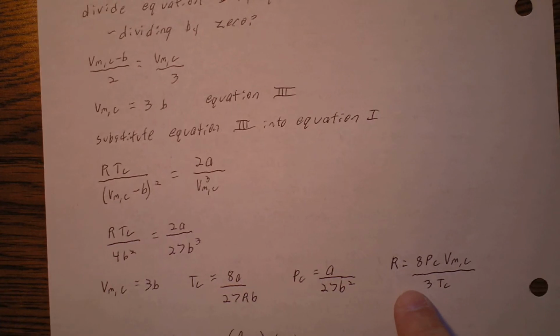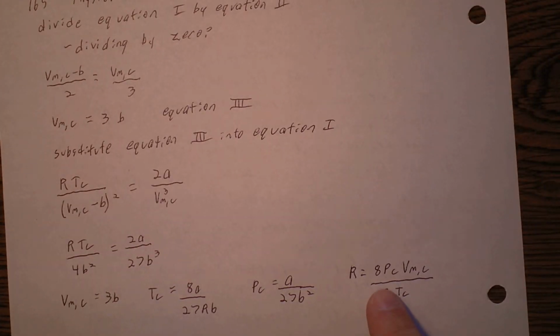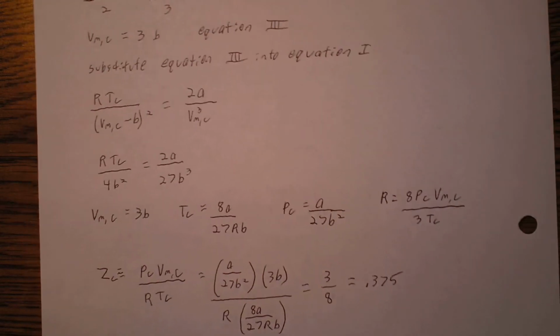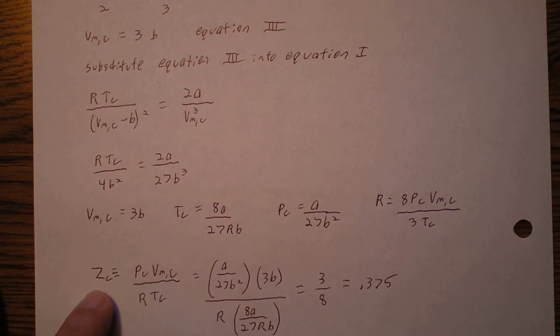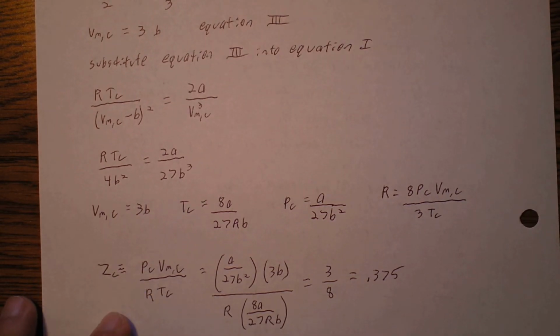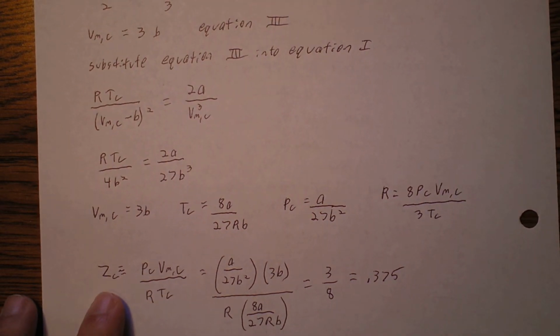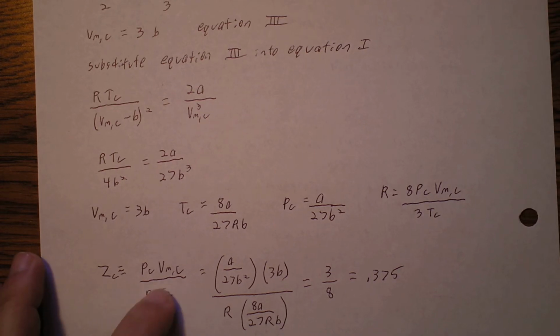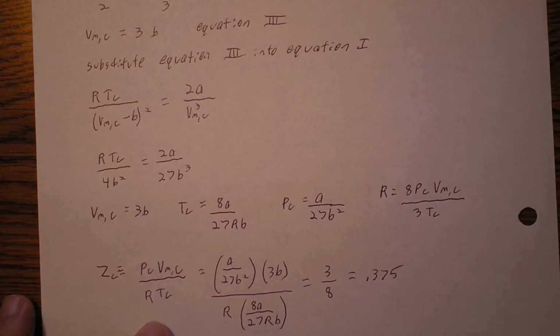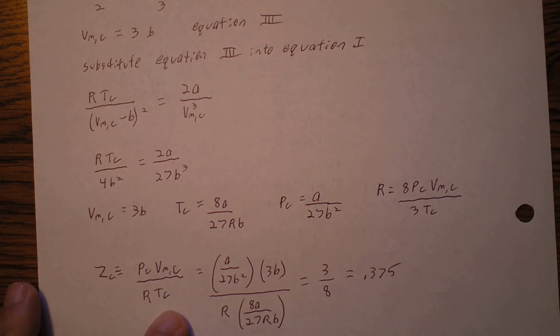Or what's interesting, we can even solve for R and say, okay, R is equal to 8 times the pressure at the critical point times the molar volume at the critical point divided by 3 times the temperature at the critical point. Now Z, remember the compressibility factor, the three-line equal sign means defined as, or always equal to. So we're going to say the compressibility at the critical point is equal to the pressure at the critical point times the molar volume at the critical point divided by the gas constant R times the temperature at the critical point.